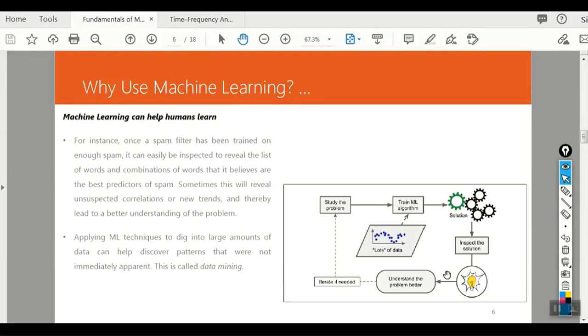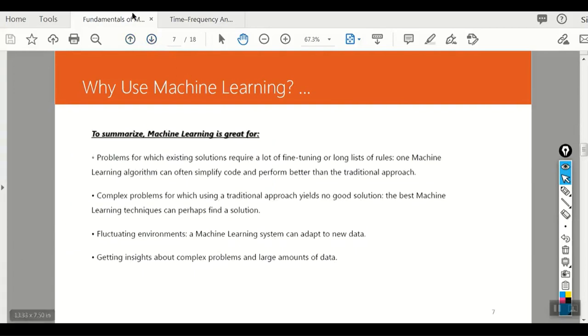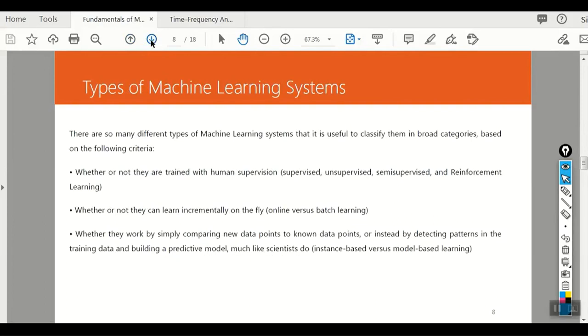In addition, the human, the user, the person who wants to study this problem, can learn from the output of this machine learning algorithm. For example, the human can understand what spam emails are from the output of the machine learning algorithm. And this slide summarizes these things.